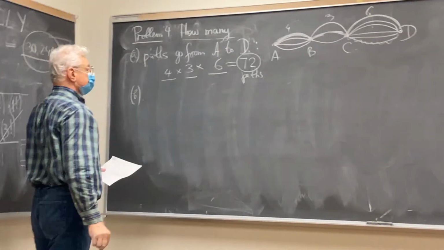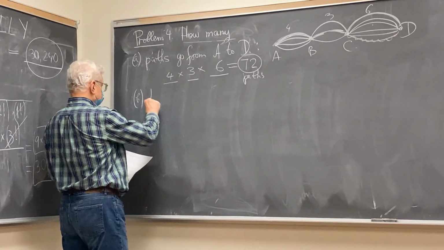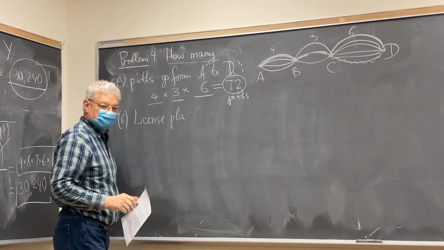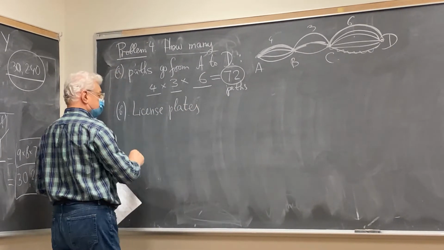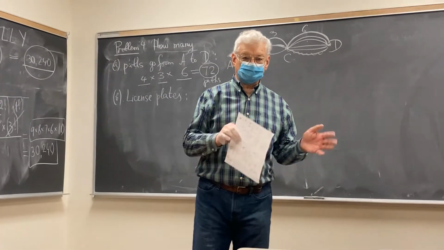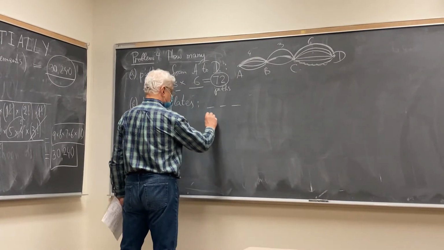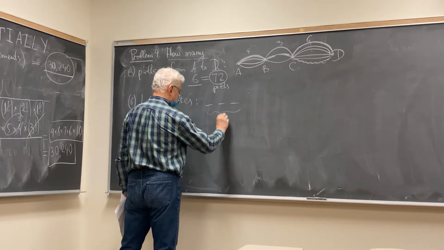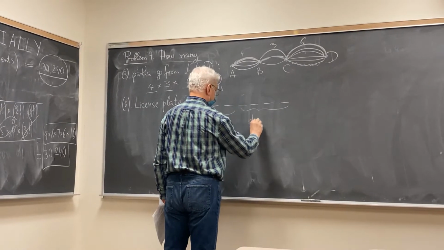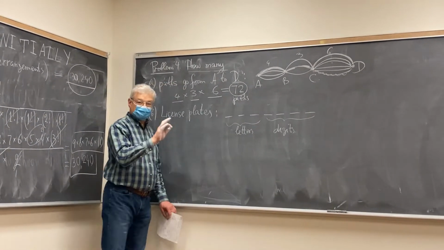Second problem. How many license plates? How is it called? License plate? Plates, yes. License plates. So what is a license plate? It consists of digits and letters, right? So consider 3 letters in the beginning, and then 4, and this one is digits. Okay, how many, if there are no restrictions?